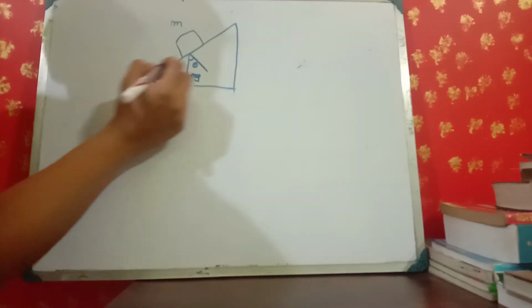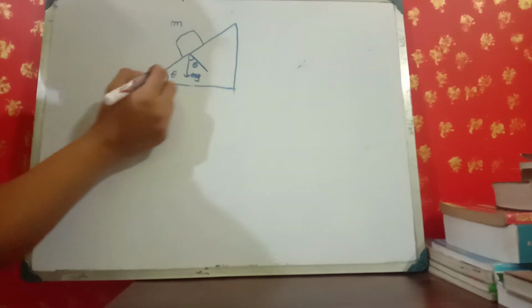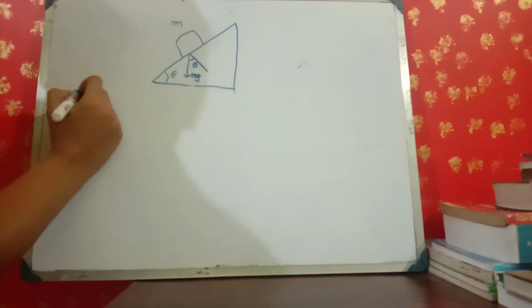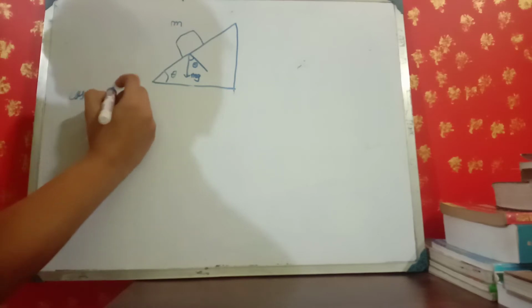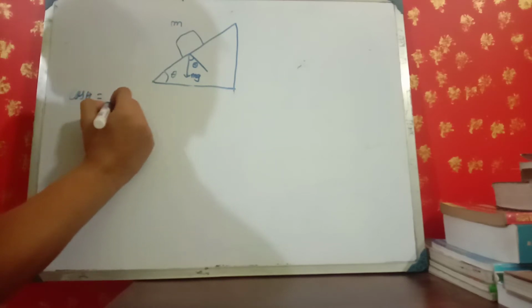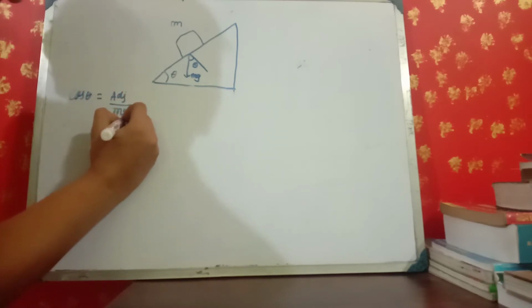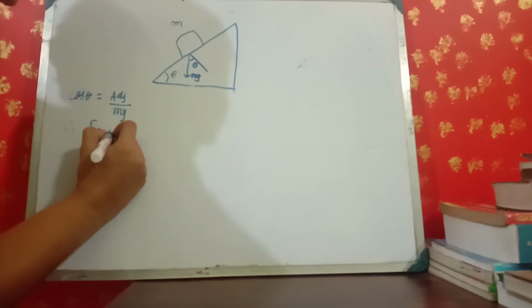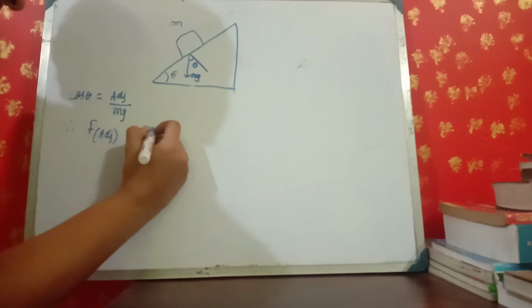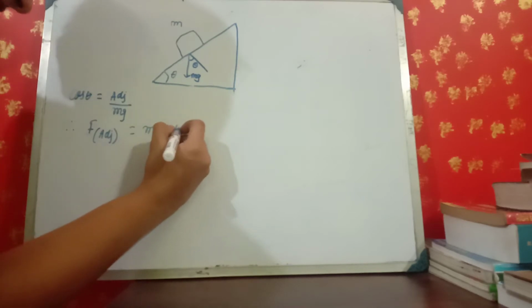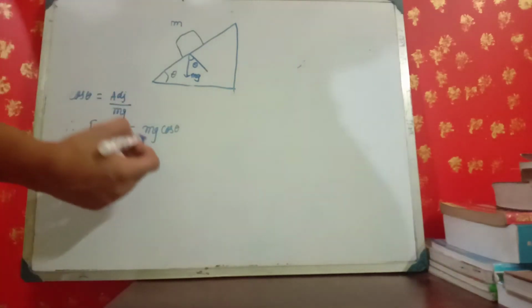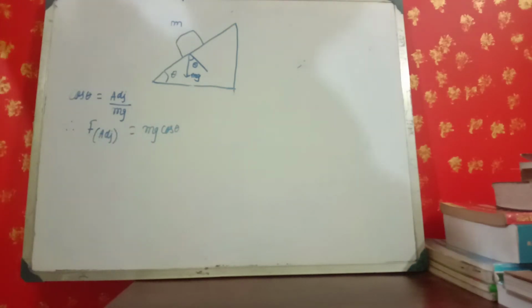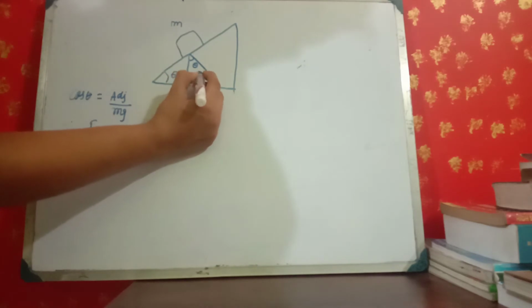So let's find out. In the hypotenuse it is mg. So cos of theta equals adjacent by mg. Therefore, the adjacent force will be mg into cos of theta. Once we get this, as we know the triangular rule of vector addition, the resultant force will be this one.